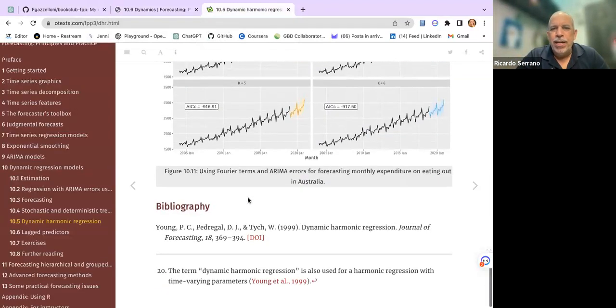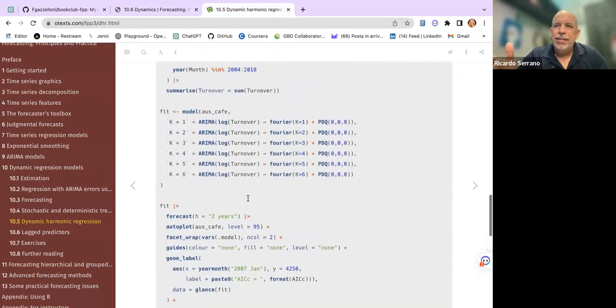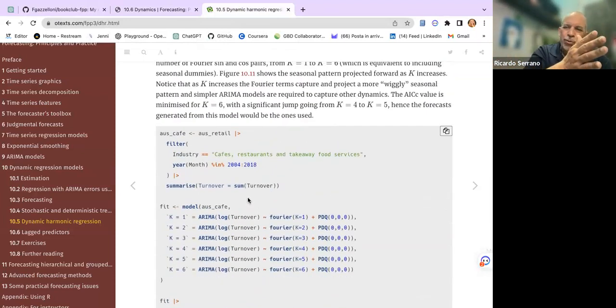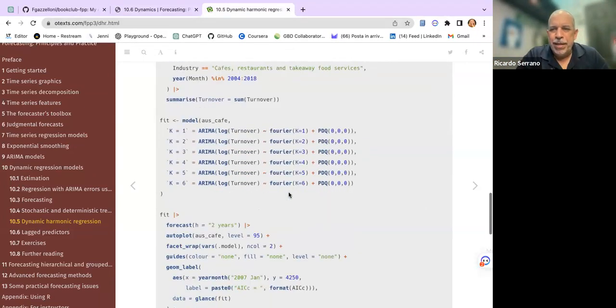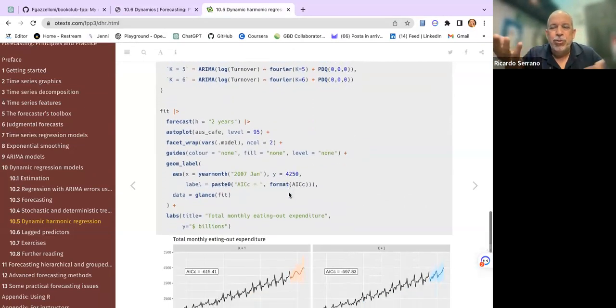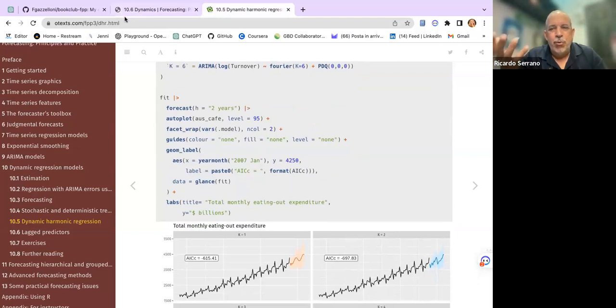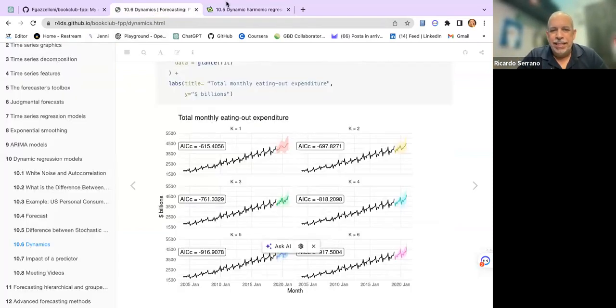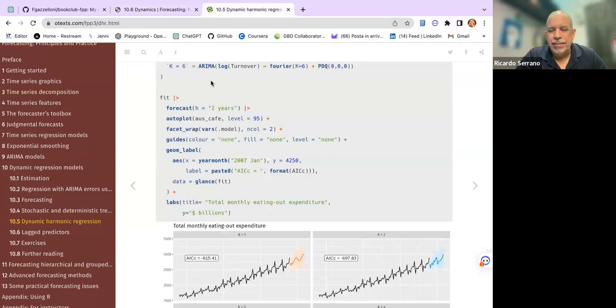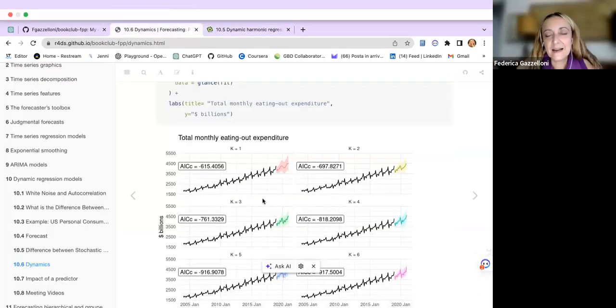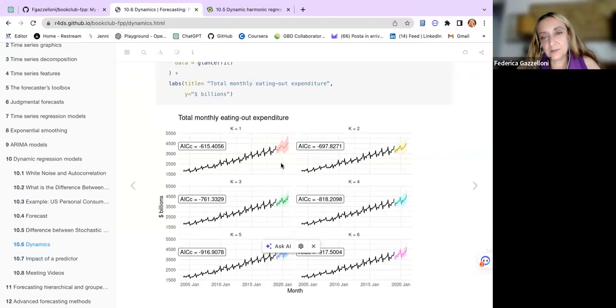But if you want a simpler model, then you have to go to a lower level of K. It's a matter of trade-offs. Maybe you don't want to be that precise, but you want a simpler model so it runs faster. So it's a trade-off. But for the AIC, the lowest is K6. What I wanted to say is that this one is simpler and this one is a bit more complicated.